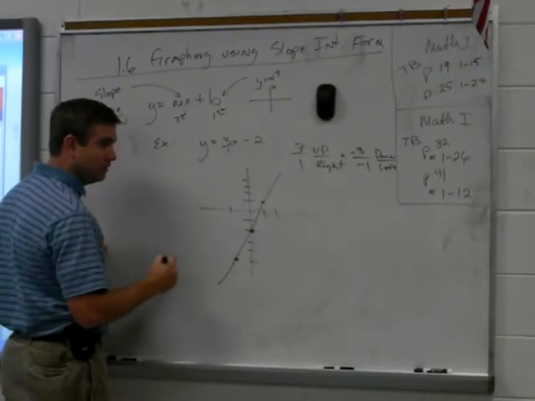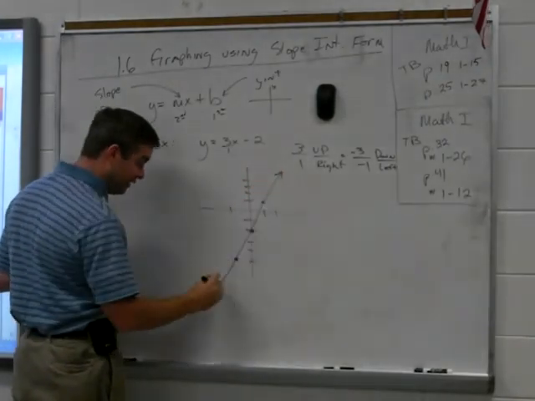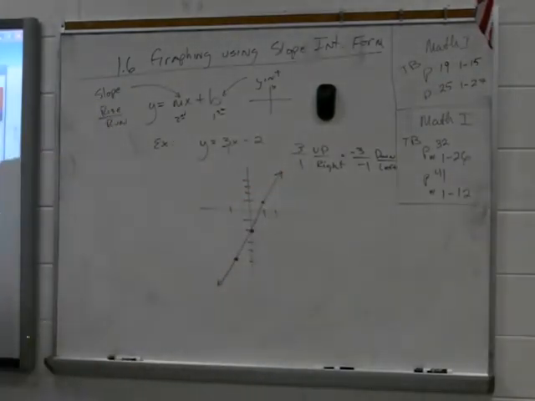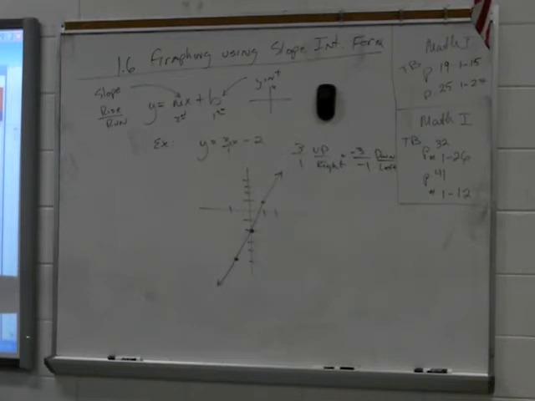What do I need to do? Arrows. You need to put arrows on the end. What do the arrows symbolize? Great. That it keeps going on and on and on forever. Okay? They don't ever stop.